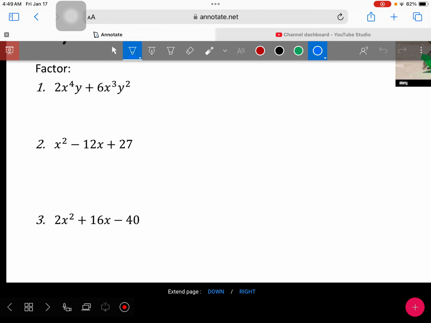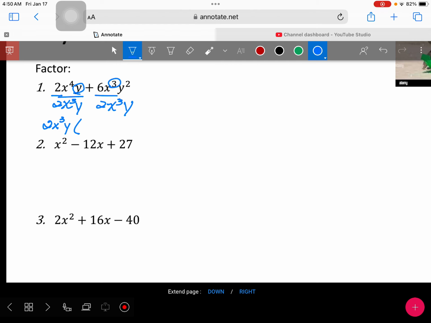So the directions say to factor. I need to look first, as I see two terms, for a greatest common factor. So I am going to divide out a 2, an x to the third power, which is the smallest exponent, and a y to the first power. When I factor those out, I pull them out in front. And what do I have left? I put that in my parentheses.